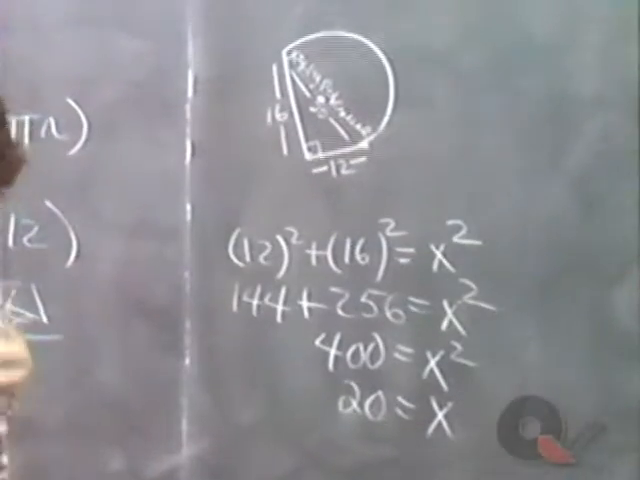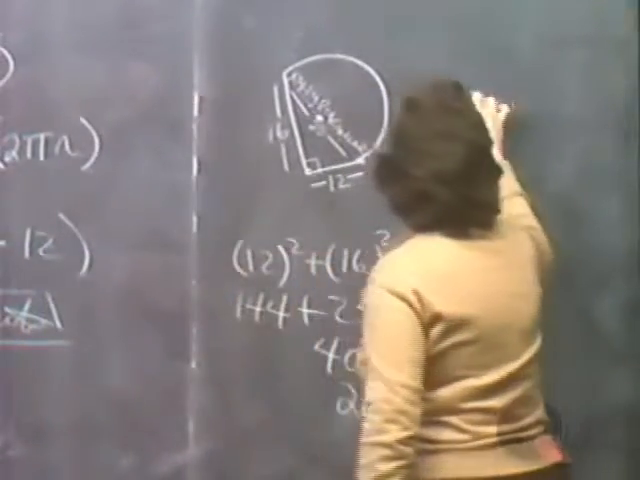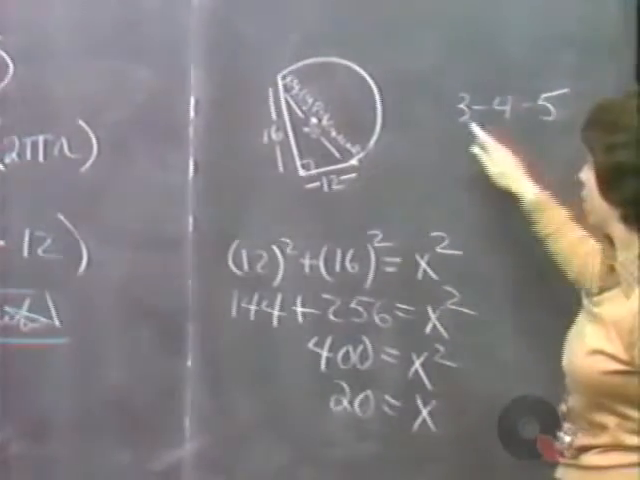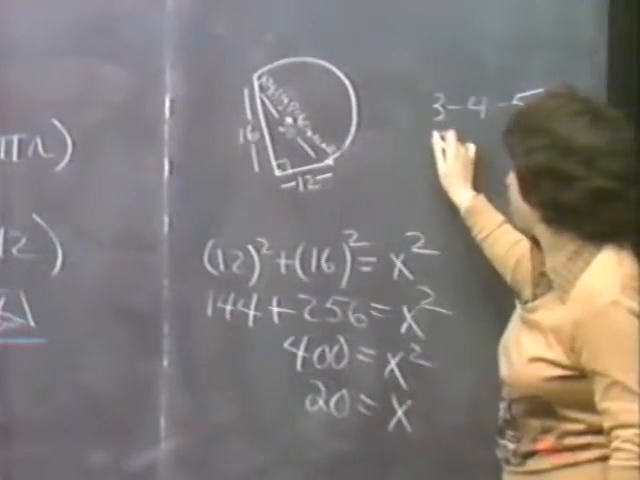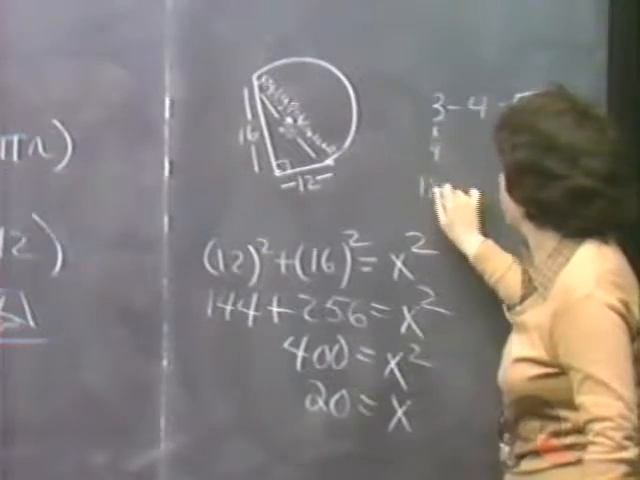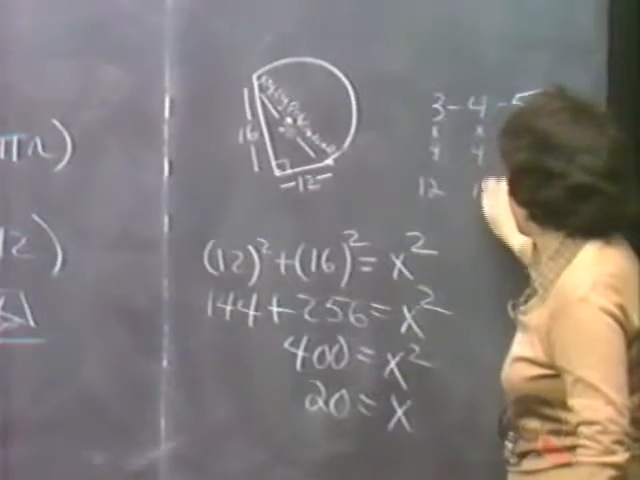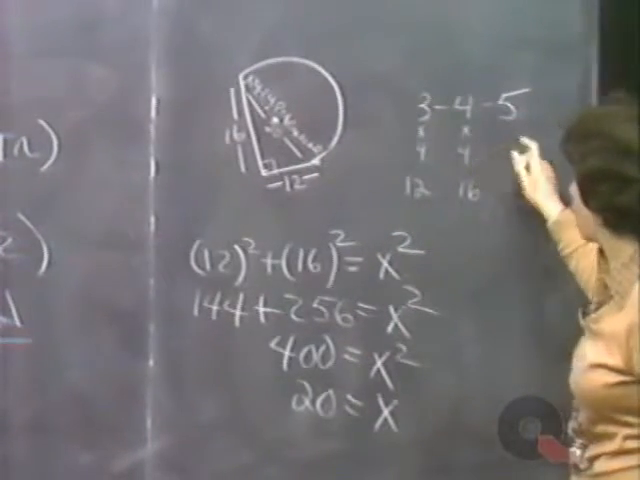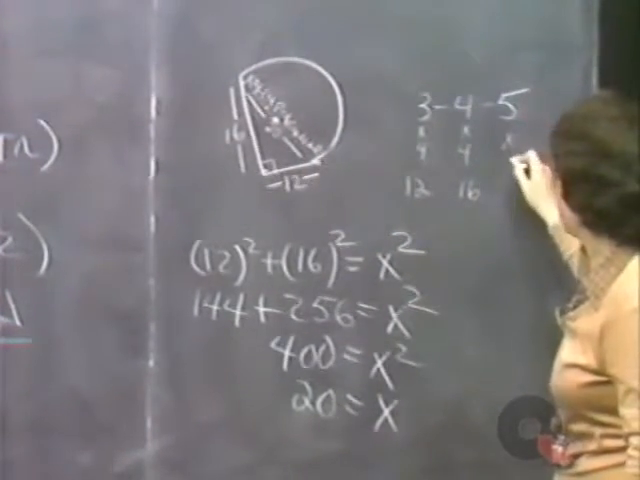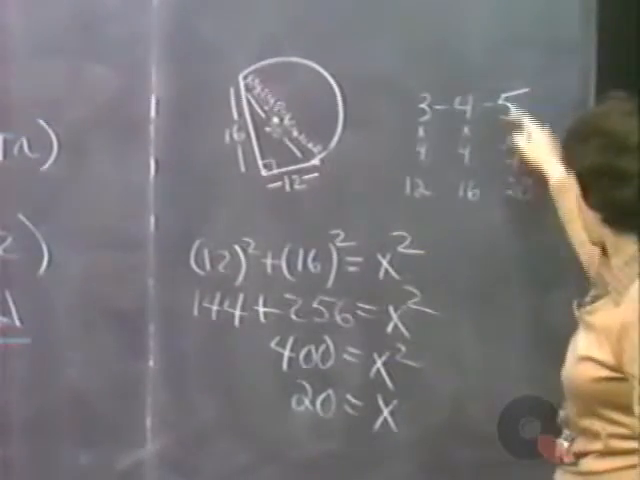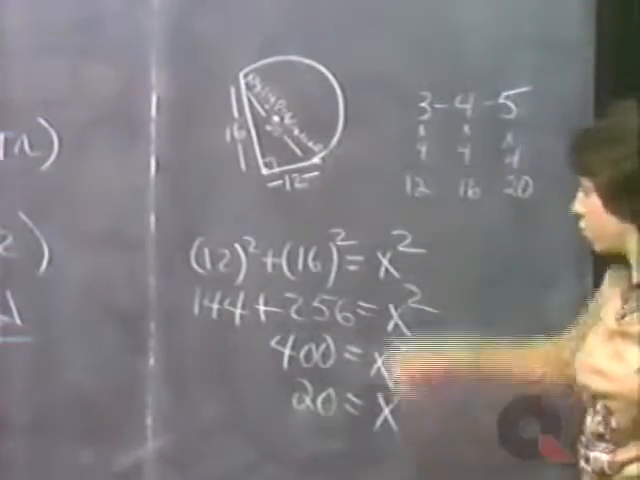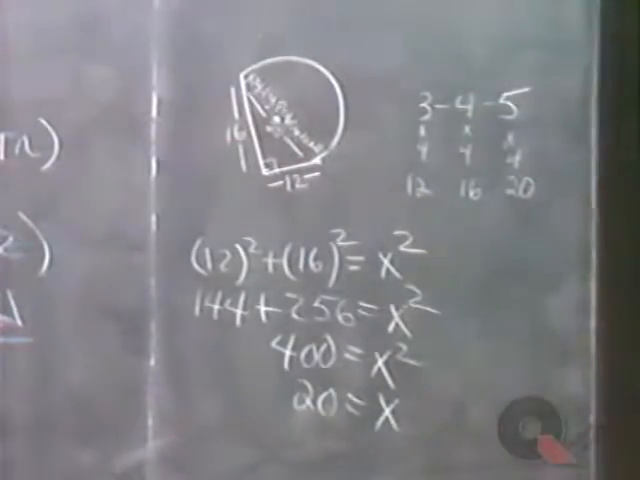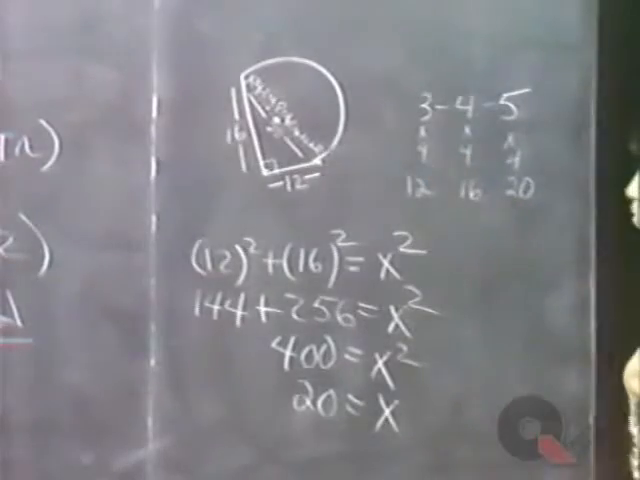By the way, if you're familiar with Pythagorean triples, this is a 3, 4, 5 right triangle times 4. If you have 3 times 4, you get 12. 4 times 4 is 16. If you saw the 12 and 16 and you recognized that this was 3 times 4, this is 4 times 4, then the 20 has to come from the fact that this must be 5 times 4. So you could have skipped this work if you saw that this was a 3, 4, 5 right triangle multiplied by 4. You'd have 12, 16, and 20.